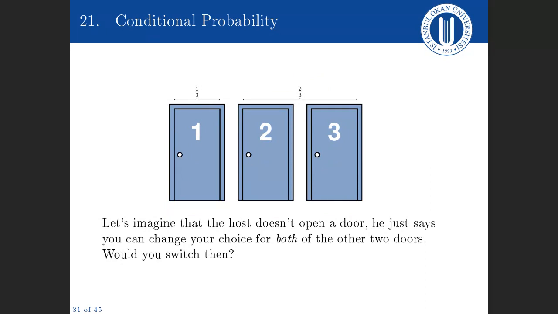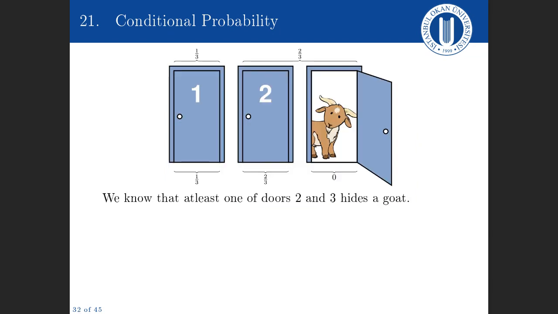Let's change the problem a little bit. Let's imagine that the host doesn't open the door. He just says, you can change your choice for both of the other 2 doors. So you could either have door number 1, or you could have both door number 2 and door number 3. So would you switch then? Would you swap door number 1 for door 2 and door number 3? Now remember, we know at least one of doors 2 and 3 hides a goat.